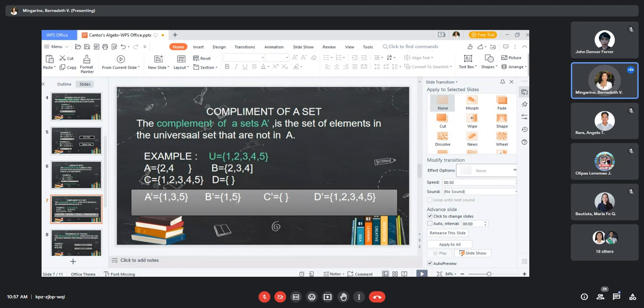Set C, meron siyang 1, 2, 3, 4, 5. Meron bang wala sa set C pero meron sa universal set? Wala. Wala na, di ba? Kasi kompleto siya, 1, 2, 3, 4, 5. So, ibig sabihin, ang sagot natin is empty set. The complement of C is equal to empty set. Next, set D. Ang set D natin ay empty set. Therefore, kapag tinatanong what is complement of set D, ano ang wala kay set D na meron sa universal set? So wala siyang 1, 2, 3, 4, 5. Lahat wala sa kanila.